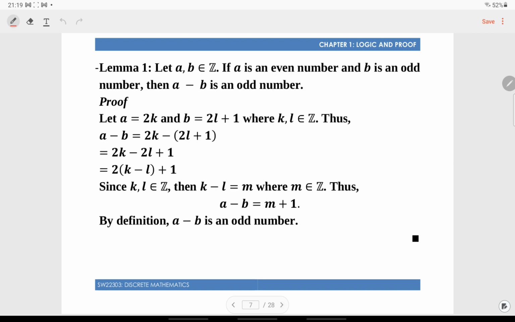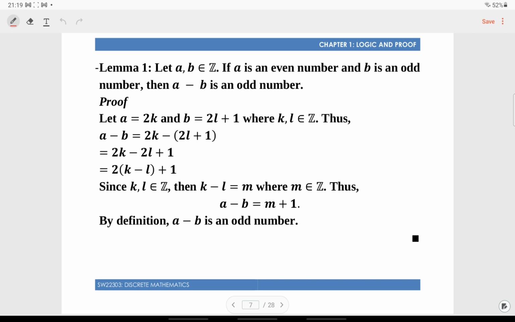Okay, so from that definition we can derive a lemma. As I mentioned before, from one definition we can derive a proposition, we can also derive a lemma, and finally, the biggest result, we can also derive a theorem. Let's see how to derive a lemma from the previous definition.